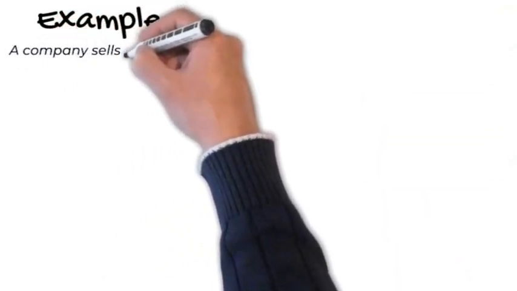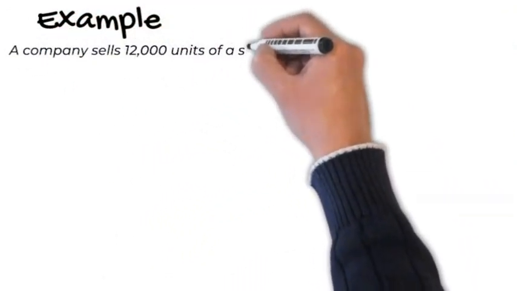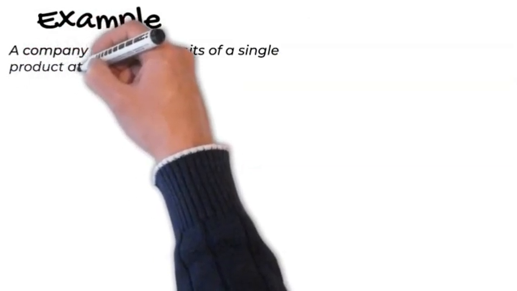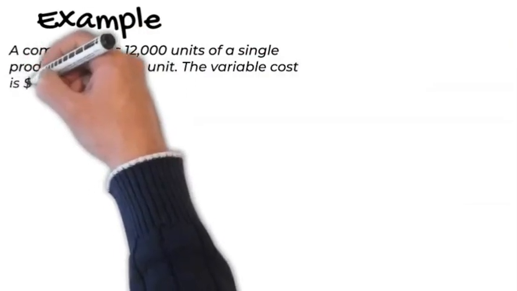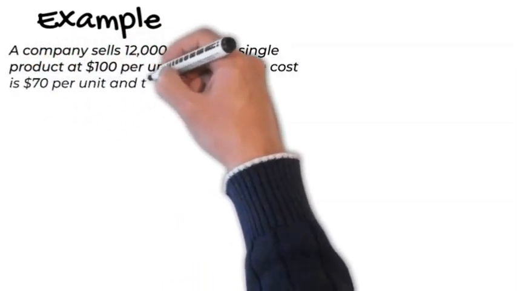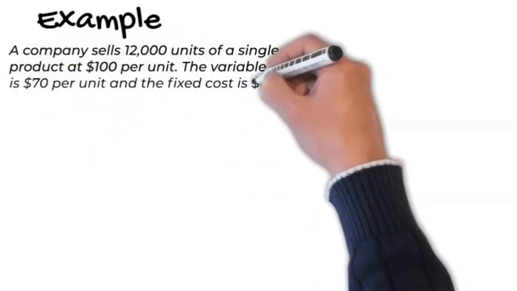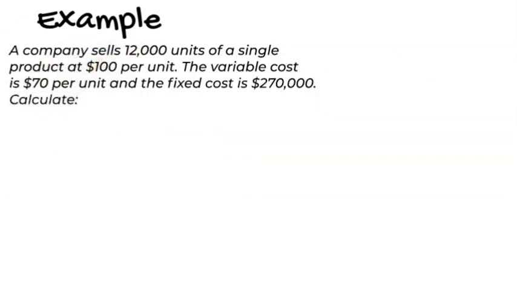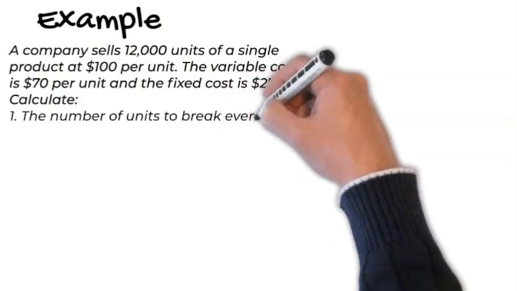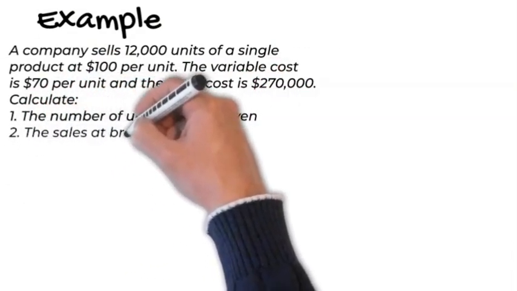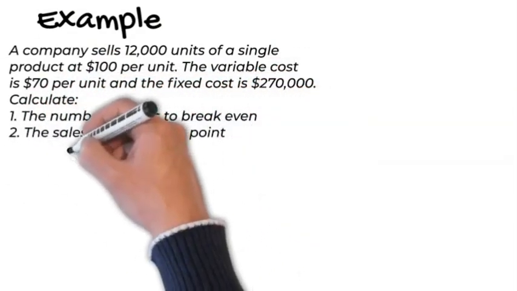Example: a company sells 12,000 units of a single product at $100 per unit. The variable cost is $70 per unit and the total fixed cost is $270,000. Calculate: 1. The number of units to break even. 2. The sales at break-even point.